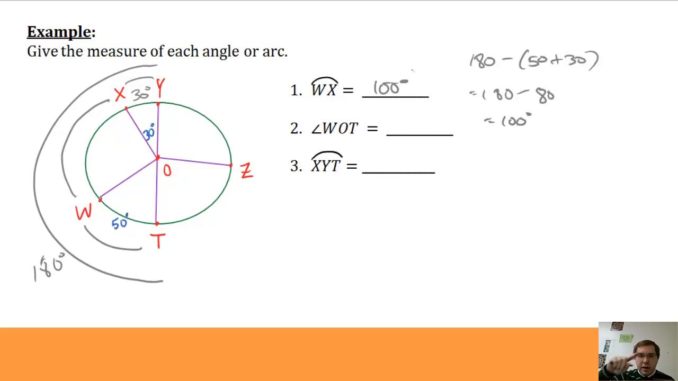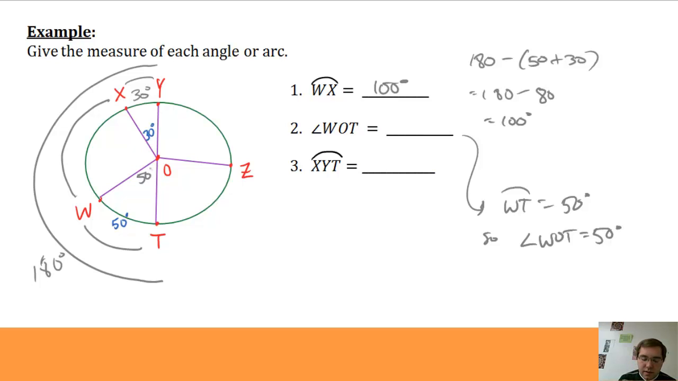The whole semicircle is 180. Take off the 50 I've got at the bottom, the 30 I've got at the top. That's 80 total I'm taking off from the 180, which leaves me with 100 for WX. Number 2, find angle WOT. Well, arc WT equals 50 degrees according to the picture, so angle WOT equals 50 degrees because that's the central angle that gives us arc WT. The measure of the arc and the measure of the minor arc and the measure of the central angle are the same.